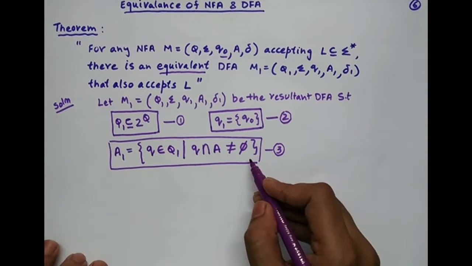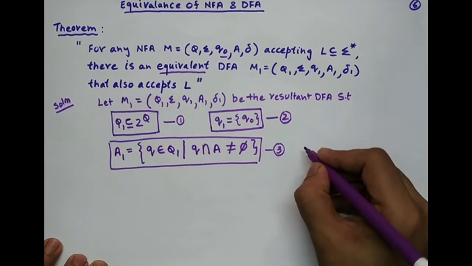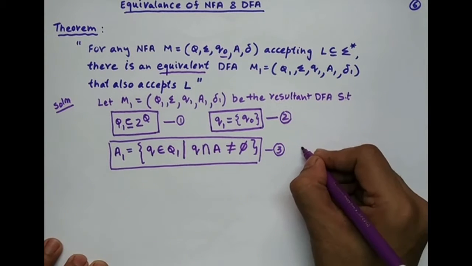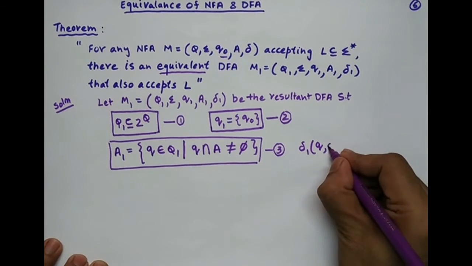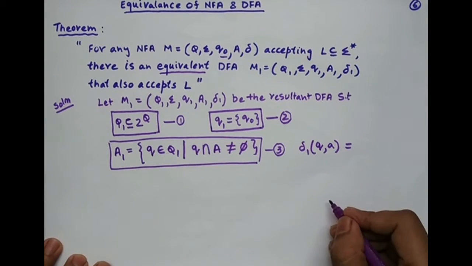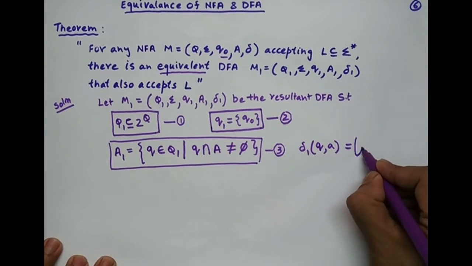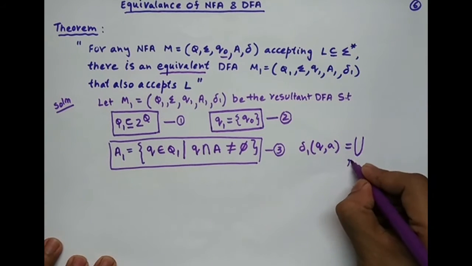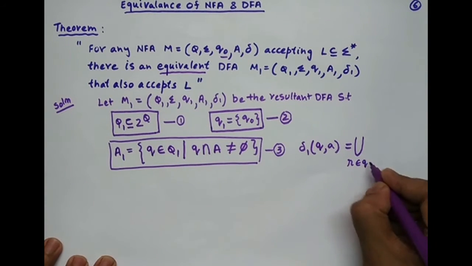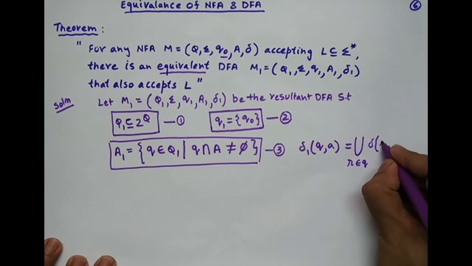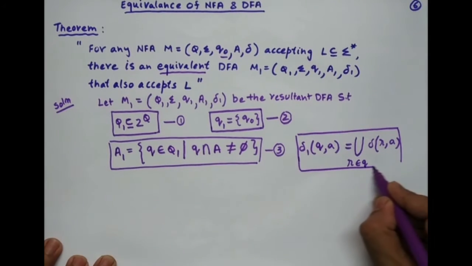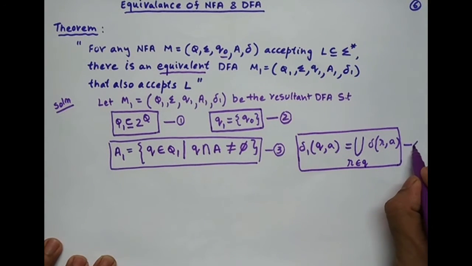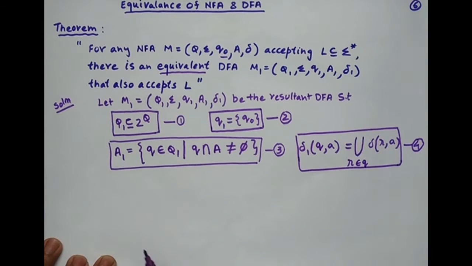And how is the transition function defined? The transition function is written as del1 of a particular state q on reading a, which will be given as the union over r belonging to q of del(r, a). I am just writing a recursive definition, so this is just the definition of the transition function of the DFA. I'll call this equation 4.